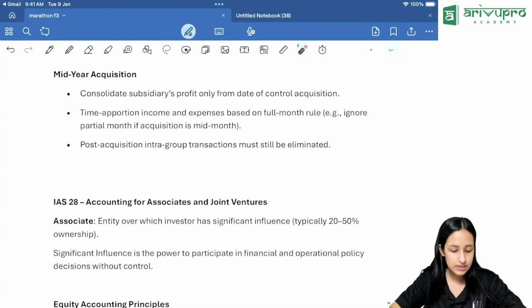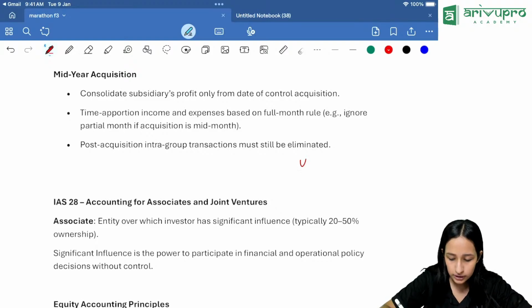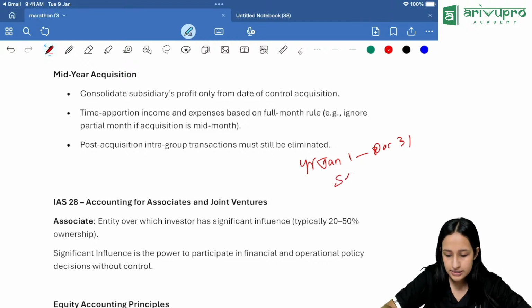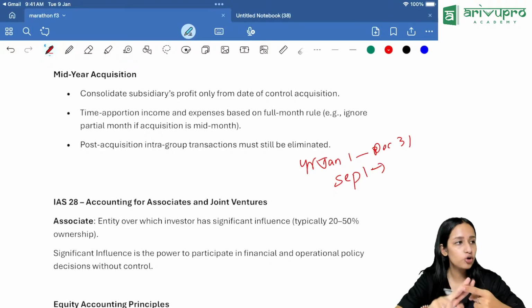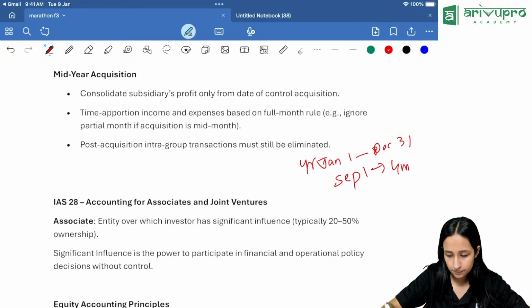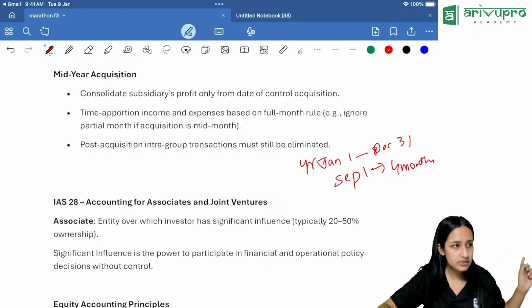Mid-year acquisitions, yes. So year starts from Jan 1st to December 31st. If a subsidiary is acquired on September 1st or something, you will only consolidate the figures for September, October, November and December, 4 months. The remaining 8 months, you will not consider the subsidiary in the business.